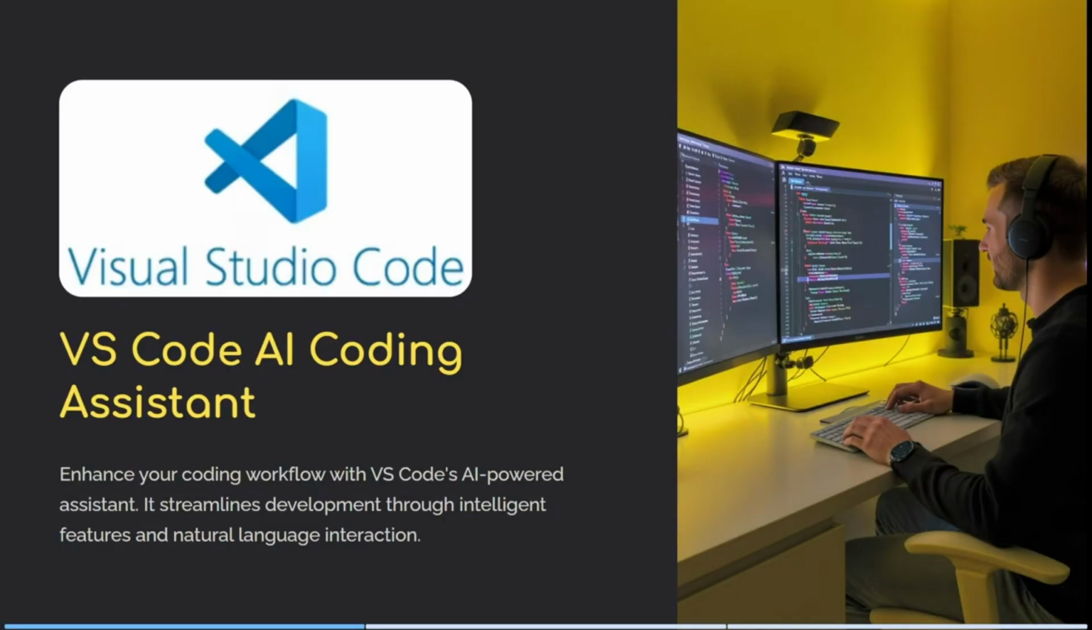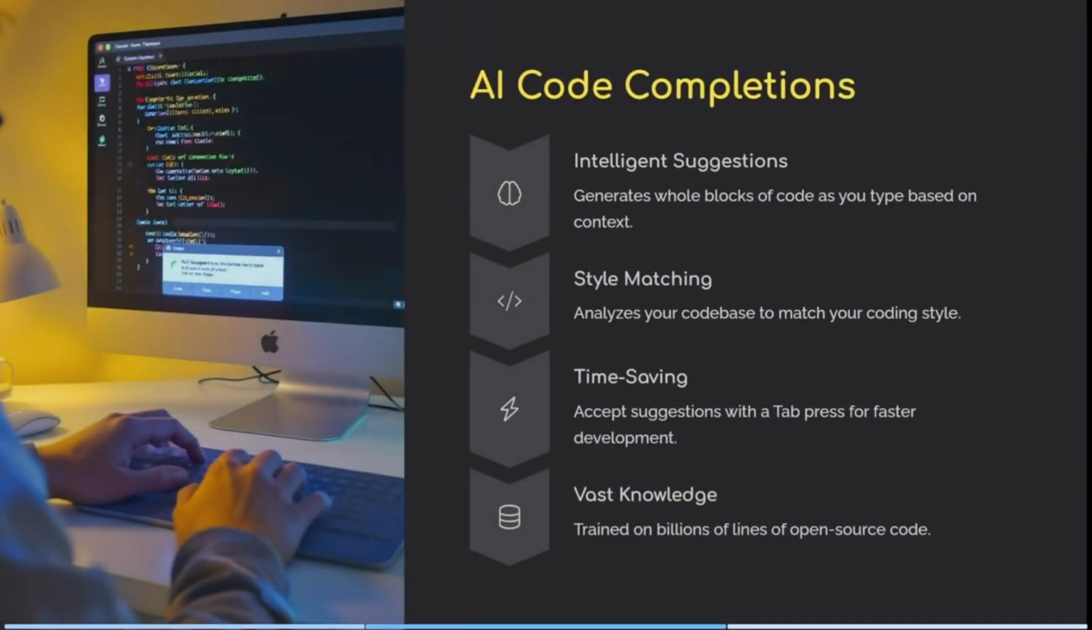So VS Code is an AI coding assistant. It can help you enhance your coding workflow with its AI-powered assistant. It actually streamlines development through intelligent features and natural language conversation. You can see over here, we've got a couple features. They're intelligent suggestions. So it actually generates whole blocks of code as you type based on your existing context.